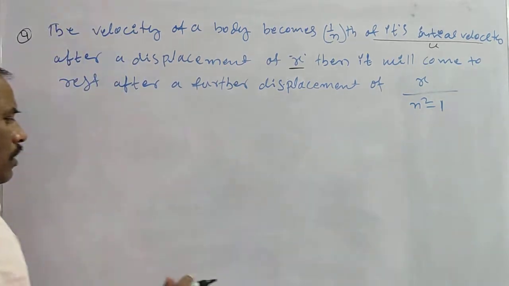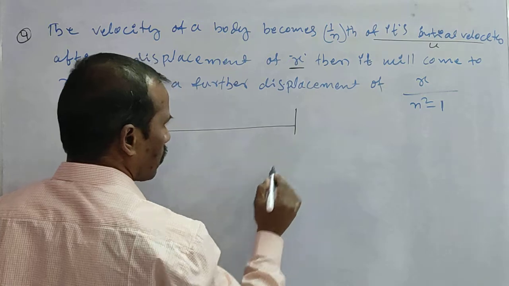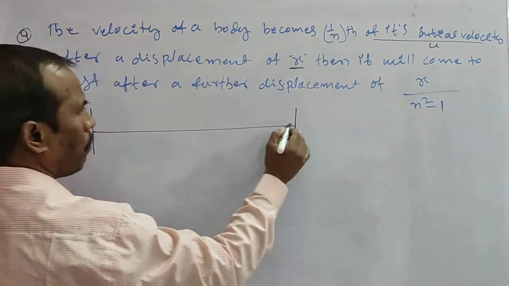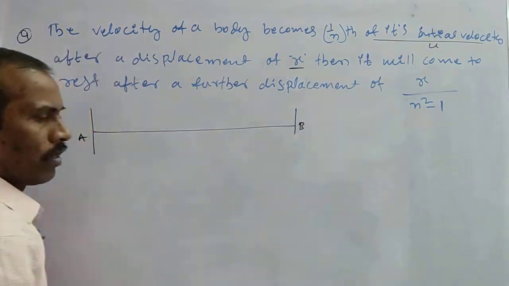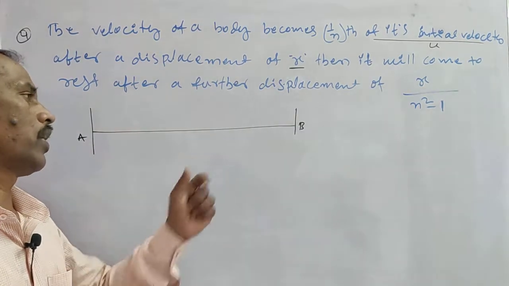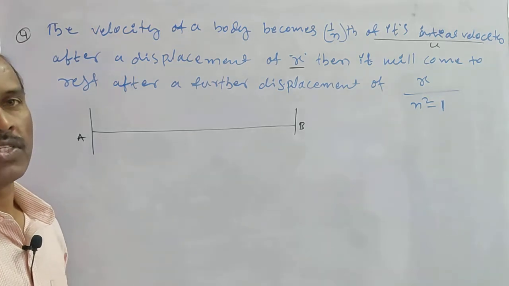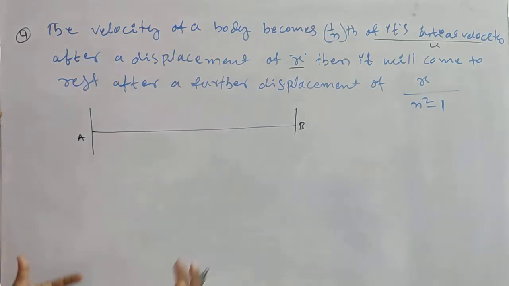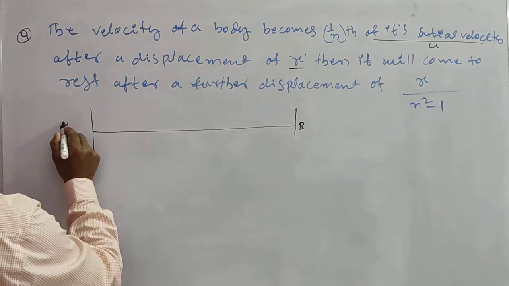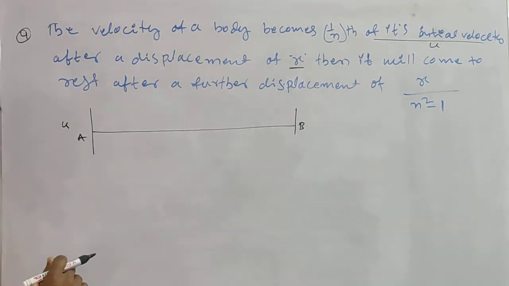Here first of all, see two points, a and b. The total distance the particle travels in between a to b. First, the initial velocity, for example u. The initial velocity, the starting velocity of the particle, is u.